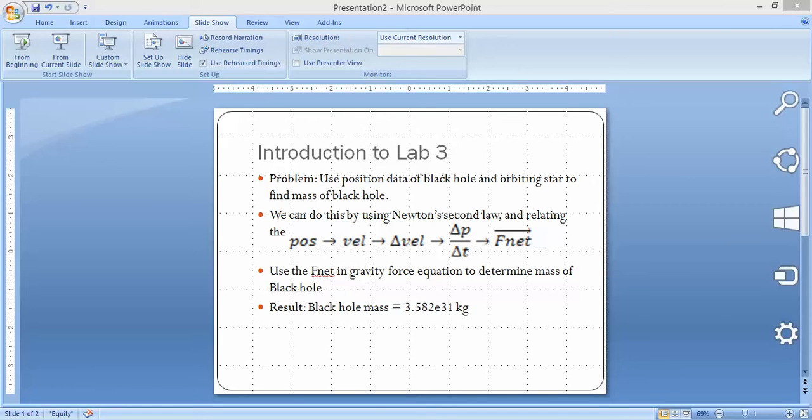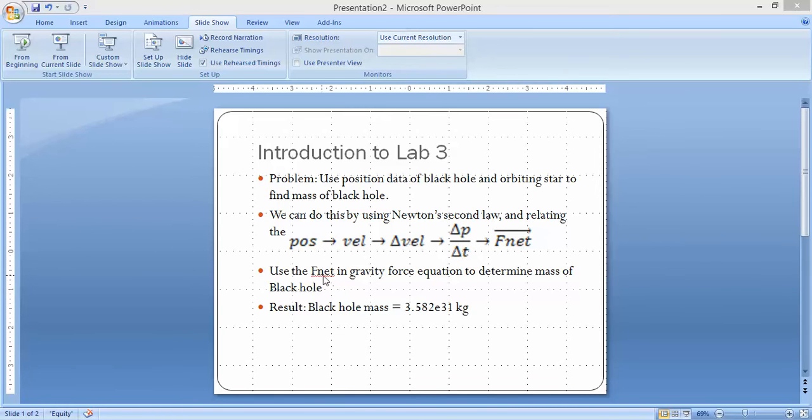In my Lab 3, I was supposed to use the position data of an orbiting star around a black hole and determine the mass of this black hole. We can do this by using Newton's second law and relating the position data we were given, finding the relative velocities, and using that to find the change in velocities, and then the change in momentum over the change in time, which is equivalent to the net force acting on the object.